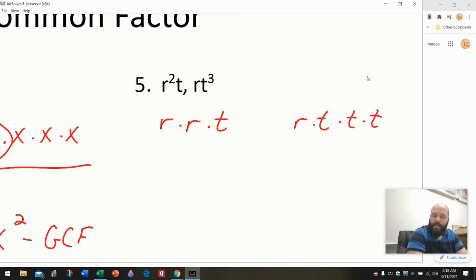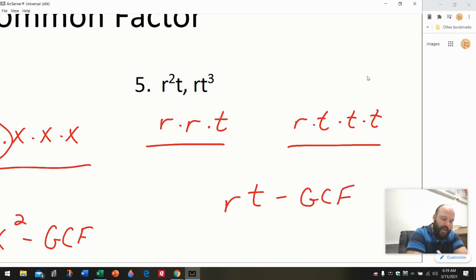So again, we need to pick the most amount of variable that both expressions have. So you can see over here, this one has two r's, but this one only has one r. So we will only be able to list one r. Now this one has one t, this one has three t's, but we cannot list all three t's. We can only take the most amount that they both have. They both have at least one t, so I will write one t right there. And that r t is the GCF.